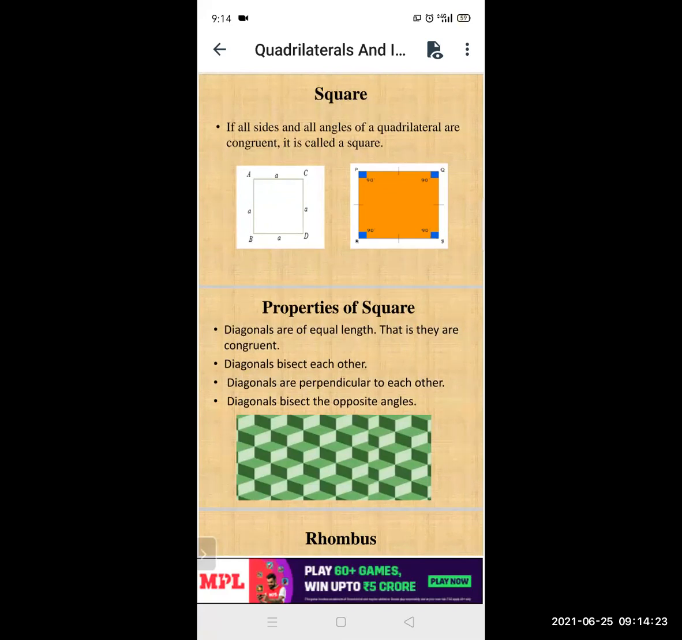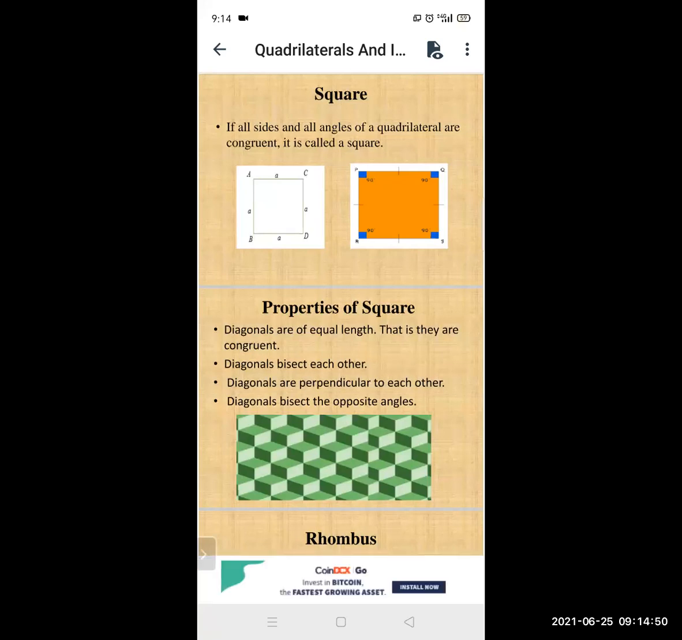So A, all the sides are the same, that is of length A. And in the second figure, you can see that PQRS, all the angles are the same, 90-degree, 90-degree, 90-degree, and 90-degree. So that is a very important part in a square, that the angles should be right angles and all the sides should be the same. Then it is called a square.